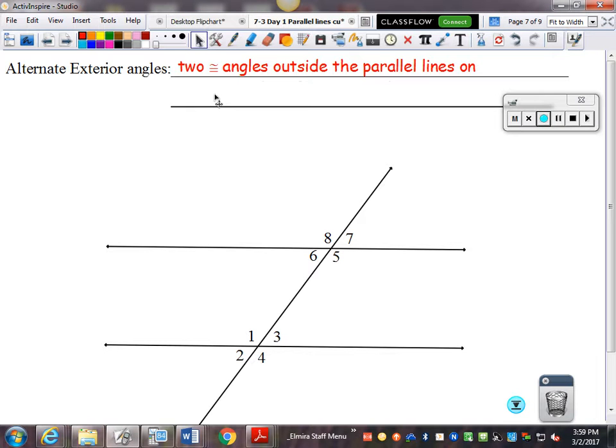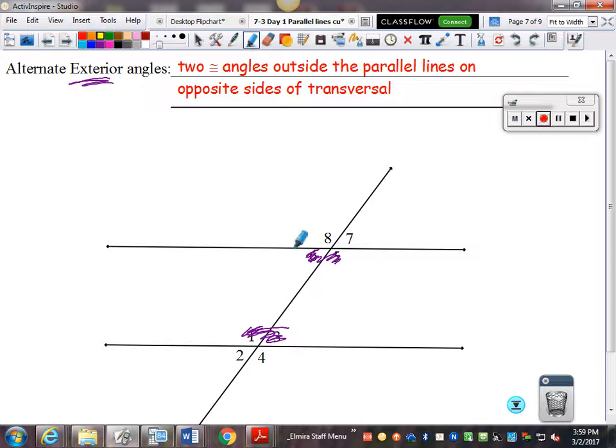Alternate exterior angles are just the opposite. We're talking about exterior or outside angles, so we're not talking about 6 or 5, we're not talking about 1 and 3. We're talking about 8, 7, 2, and 4. Again, we're still talking about opposites. So if I were thinking about angle 8 and trying to find its alternate exterior, that's obtuse. So we're going to go to the other side of the transversal. Well, 7 is acute, so that's not congruent. 2 is acute, that's not congruent. It's also not on the opposite side of the transversal. 4 is the other side of the transversal. It's obtuse and it is congruent.